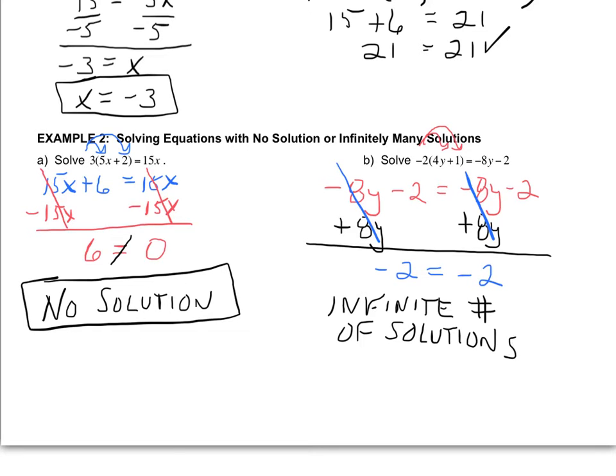So notice the answer is not negative 2. Just because negative 2 equals negative 2, that's what's telling us that any number I plug in will make this a true statement. So an infinite number of solutions means no matter what I plug in for y, the left side will always equal the right side. Whereas in example A, whatever I plug in for x, the left side will never equal the right side. So we're going to get some different possibilities. In the first example, we had one answer, x equals a negative 3. But in the second example, part A, we got no solution, meaning it will never work. In part B, we got infinite solutions, which means it will always work.